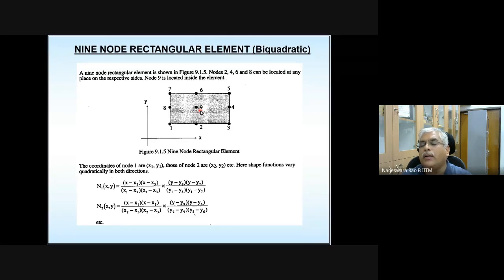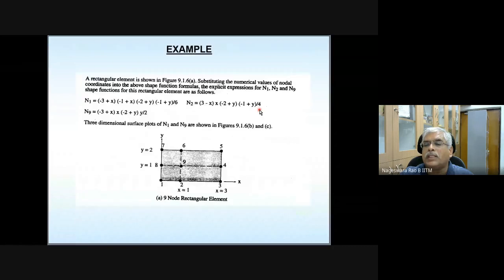4, 6, 9 node elements are Lagrange elements. 5, 7, 8 node elements are serendipity elements, rectangular elements. Serendipity rectangular elements. Okay, so now, how to remove this 9th node? I want only the nodes on the edges, 8 nodes. How to remove that? Let's understand the procedure for that.